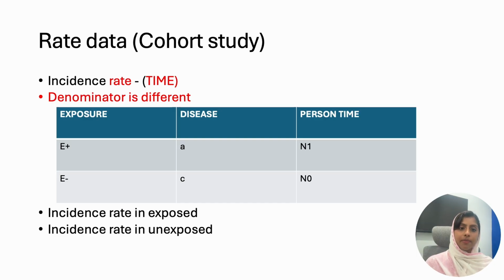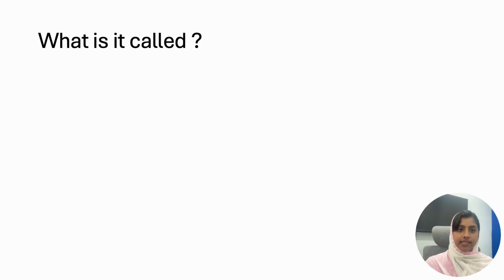In this case, what happens is incidence rate in the exposed would be, as from this column, A by N1, which is the person time of the exposed individuals. Understand? All the people who are smokers, for example, how much have they contributed to the study? That is the person time. And then you have the incidence rate among unexposed. That would be again C by N0, which is a person time of the unexposed people or the non-smokers in the study. So this is the rate data.